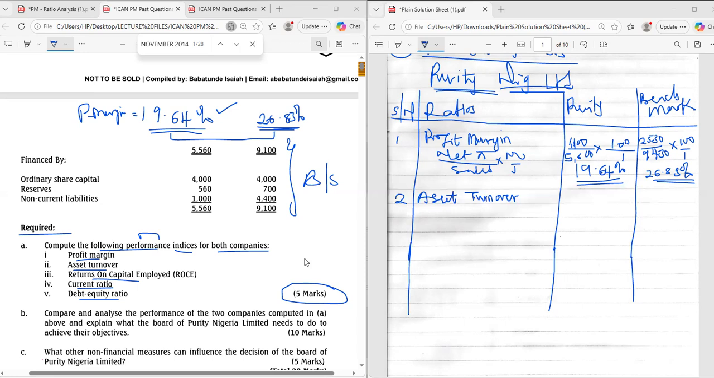For every 1 naira of sales, the profit inside of it is 19.64%. So if Mark sells 1 naira, they're getting 26.83 as profit inside that 1 naira. If Purity sells 1 naira, they're getting 19.64 as profit. So benchmark is making more profit from 1 naira of sales than Purity.